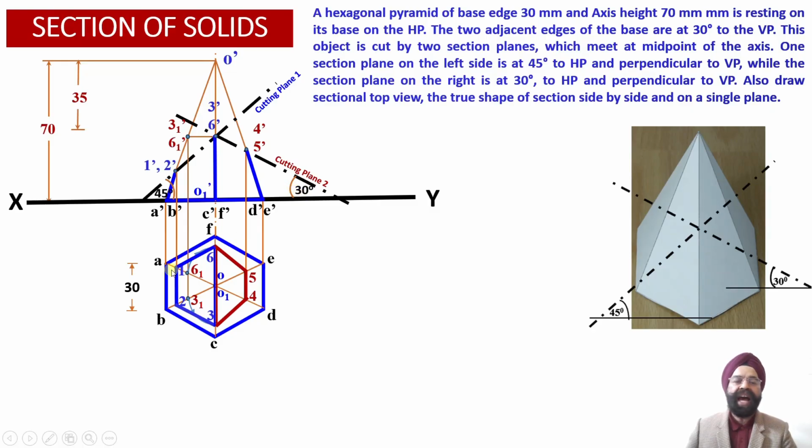So the plan projections obtained corresponding to cutting plane 1, this is the plan projection for cutting plane number 1, drawn in blue color. So 1, 2, 3, 6.